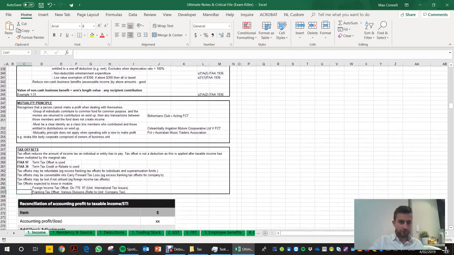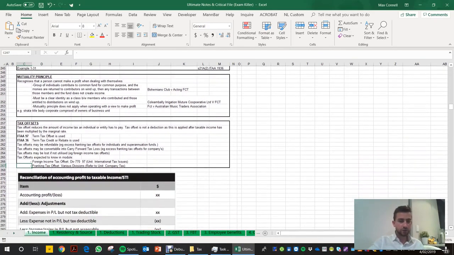Okay, moving forward. So, tax offsets. We talked about tax offsets before and how they're so much better than deductions, because they don't just reduce your taxable income before your tax rate, they reduce your tax payable after your tax rate. So tax offsets reduce the amount of income tax an individual or entity has to pay. It's just talking about the distinction between that and a deduction, which I think you now understand. And even better, some tax offsets can actually be refundable.